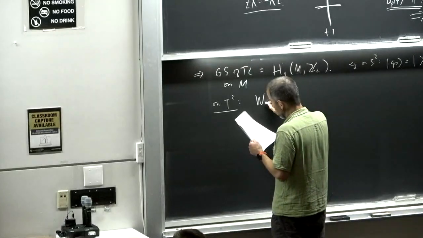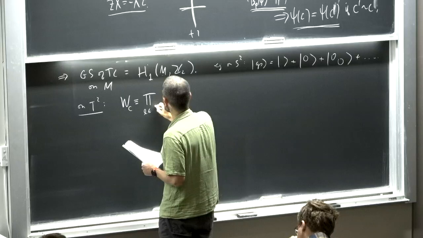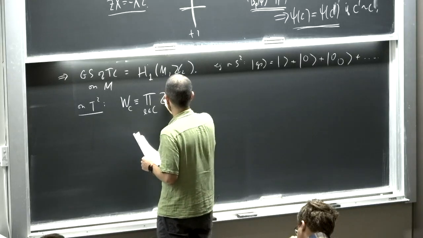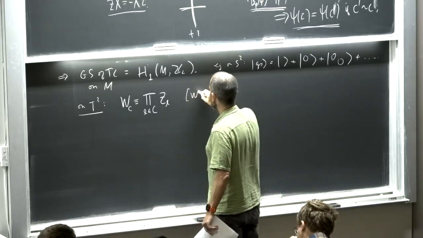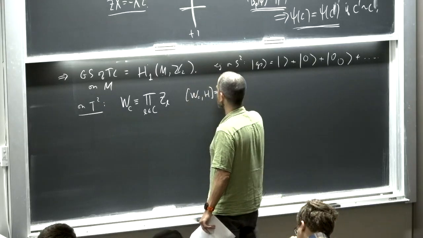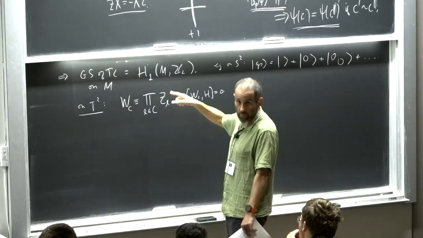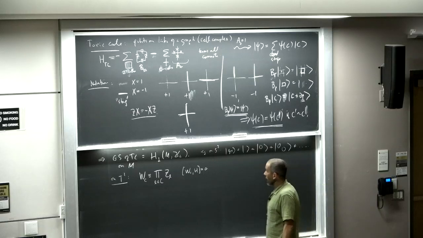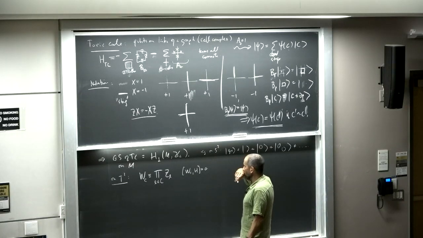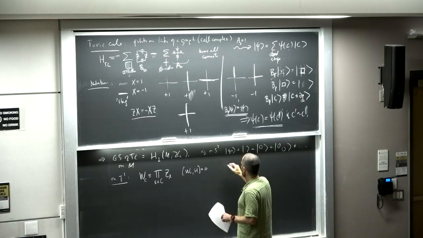well, let me call W sub C, is a product over links in the curve C of Z's, Z on the link. This operator commutes with the Hamiltonian. In fact, the plaquette operator in the Hamiltonian is just one of these for the case where the curve is the boundary of a single plaquette. So we can make a collection of ground states.